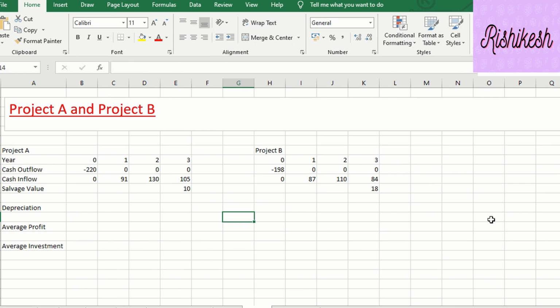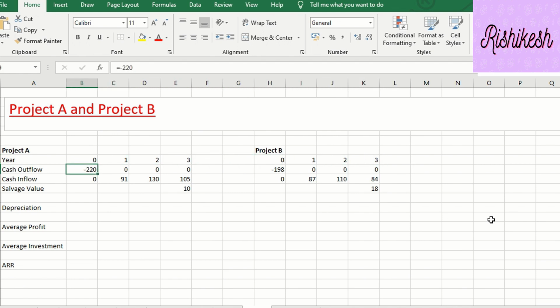Now let us see another example where we are again going to calculate the ARR value. So if you see here, we have been given 2 projects, project A and project B. And for both the projects, right from the starting, that is 0th year, 1st year, 2nd year, 3rd year, and for project B also, it goes on till the 3rd year.